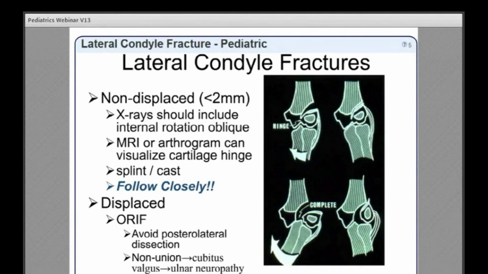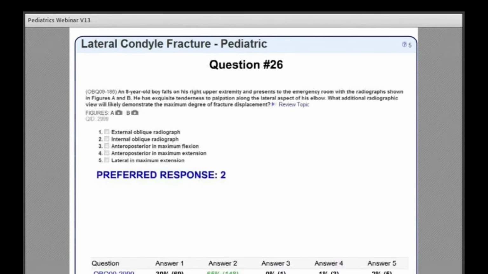Displaced fractures typically require open reduction and internal fixation through a lateral approach. Posterior lateral dissection should be avoided, as this is the source of the blood supply of the distal lateral humerus and the lateral condyle. The complication that's most commonly talked about, although it's not the most common complication, is non-union, which leads to cubitus valgus and subsequent tardy ulnar nerve palsy.